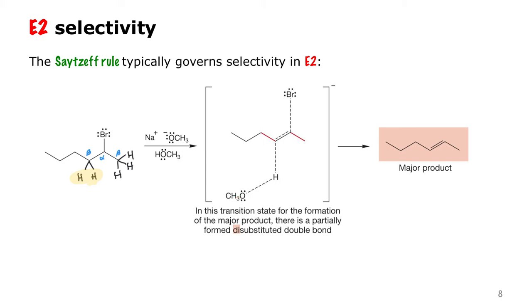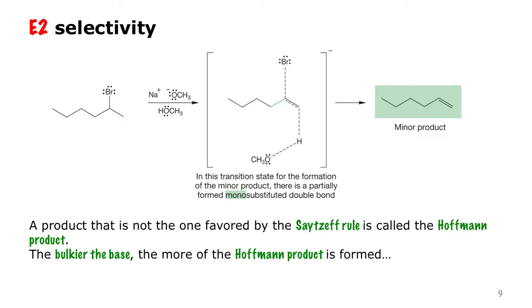If we draw the curved arrows in for what's going on, we have methoxide here acting as a Bronsted base, removing one of these hydrogens, bromide leaves, and you can see that we in fact produce this 2-hexene product. So that's one of the 2 products. The other product is shown here.